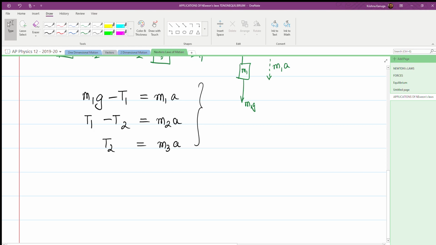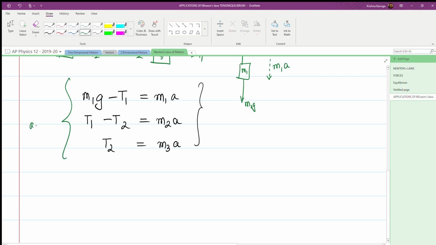Now, the reason why we want to do this is, we have to solve for A, T1, and T2. We have three things that we have to look for. We have three equations, so we should be able to solve this problem fairly easily. Now, if you write the equations one below the other, you're going to start seeing something. You see how in equation 1 you have a negative T1 and equation 2 has a positive T1. Similarly, equation 2 has a negative T2 and equation 3 has a positive T2.